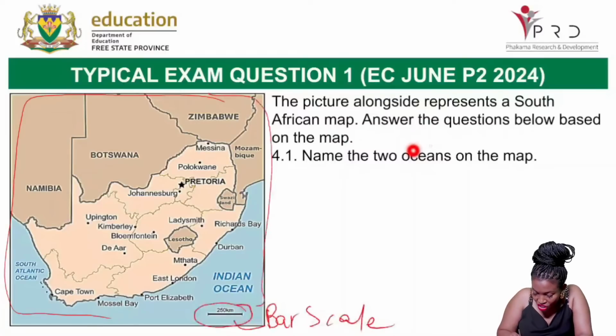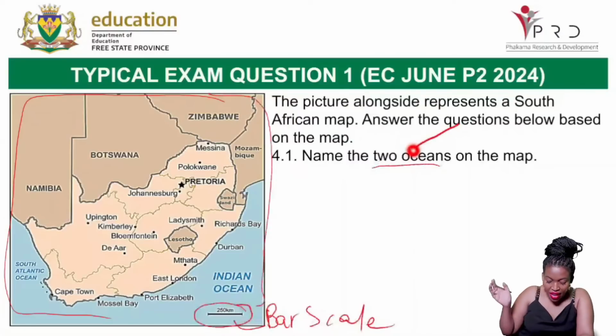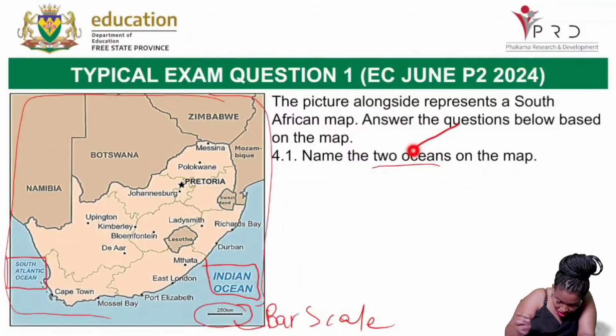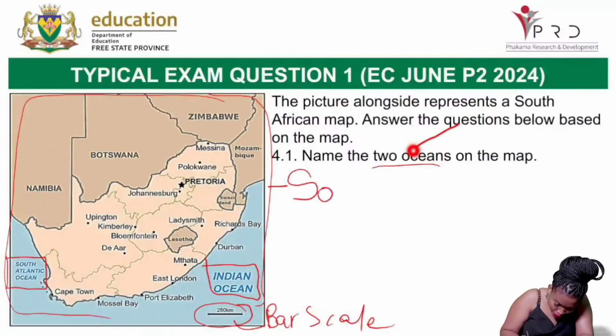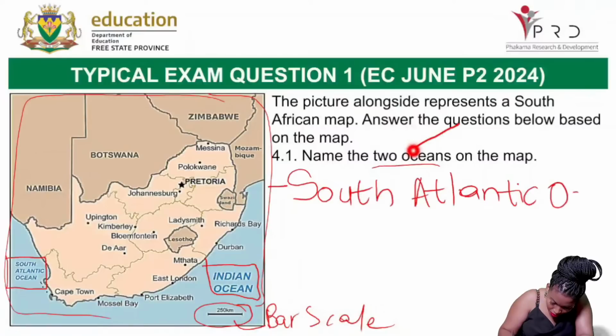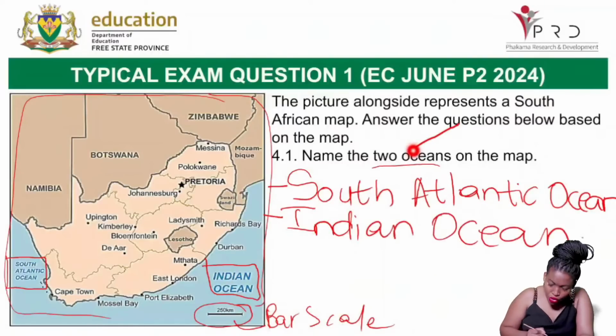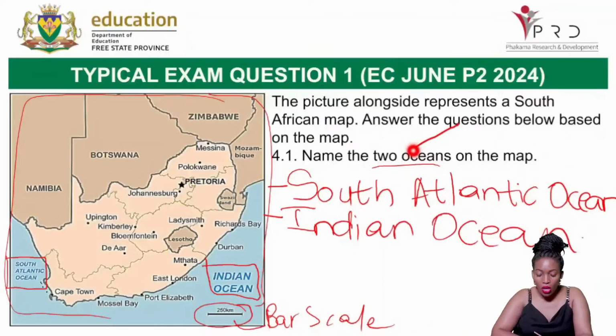Name 2 oceans on the map. So the 2 oceans on the map, you don't even have to think about it. They are very clear. We've got the Indian Ocean. We also have the South Atlantic Ocean. So let me write them down. It is the South Atlantic Ocean. And then we also have the Indian Ocean. So those are the 2 oceans that are shown on the map.